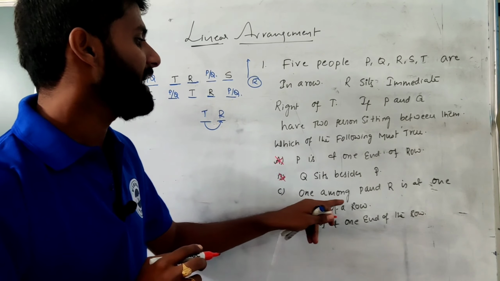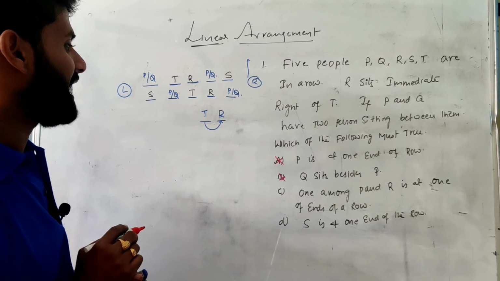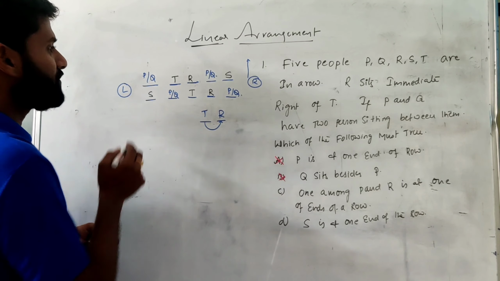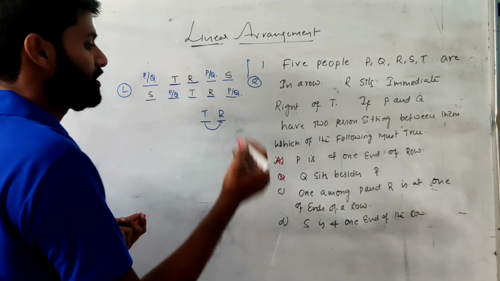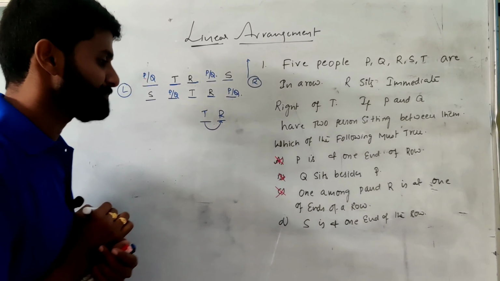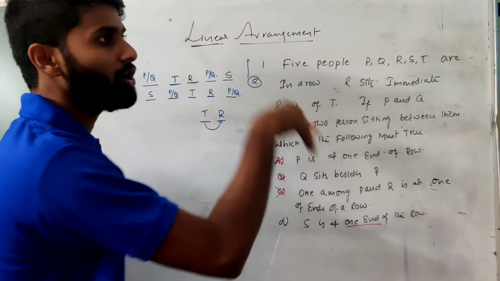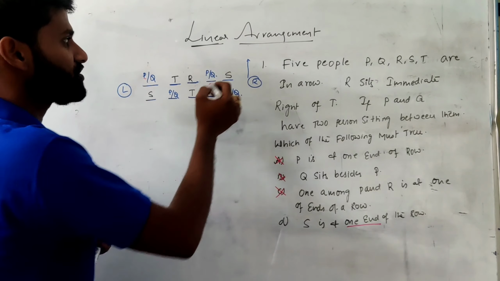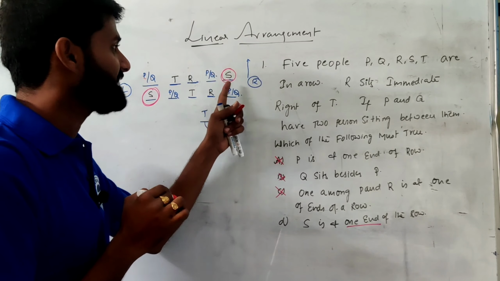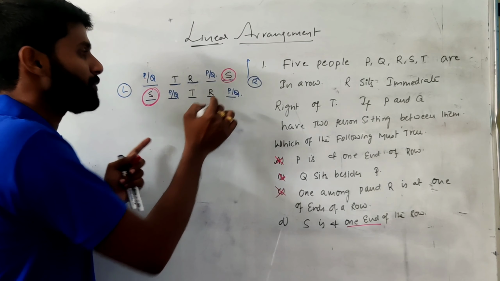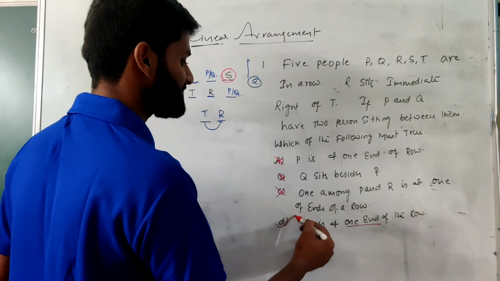Option C, one among P and R is at one end of the row. P and R. We cannot be sure whether this is exactly P's position or not. Maybe there is a chance it is Q. So we cannot define the answer. And S sits at one of the ends. He did not mention whether it is the right end or the left end. So there is a chance that S is either here or here. In this possibility S sits at one of the ends. So I can say that this is the true condition.